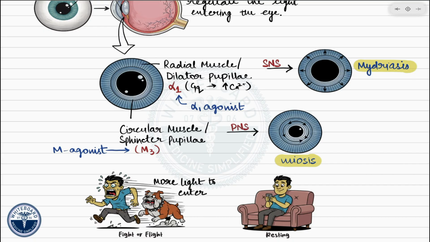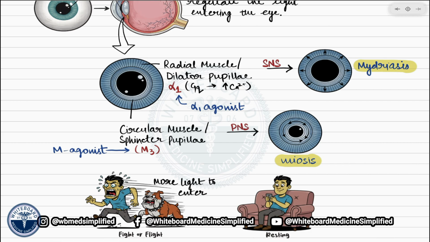If alpha-1 receptor stimulation causes contraction of the radial muscle and produces mydriasis, then blocking alpha-1 receptors would prevent the radial muscle from dilating the pupil. As a result, the parasympathetic influence on the sphincter muscle becomes unopposed, leading to miosis. Similarly, if M3 receptor stimulation causes contraction of the sphincter muscle and produces miosis, then blocking M3 receptors would prevent pupillary constriction. In that situation, the sympathetic influence on the radial muscle becomes unopposed, resulting in mydriasis.